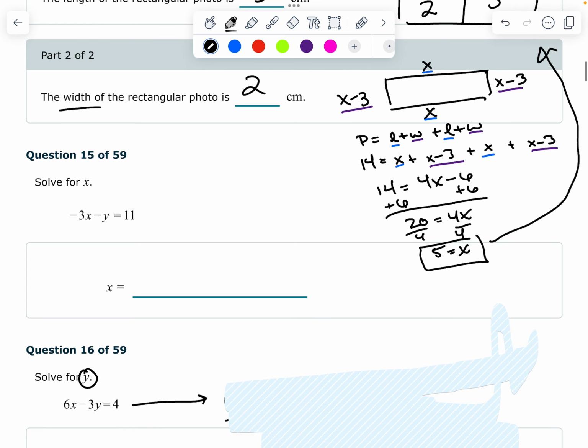All right, question 15, solve for x. If it tells you solve for x, that's the variable we want to get by itself. I'm not going to move that variable. I'm going to leave the x alone and move everything else. Here's the x. I'm not going to move it. I'm not going to go add 3x or anything like that. I'm leaving the x where it is.